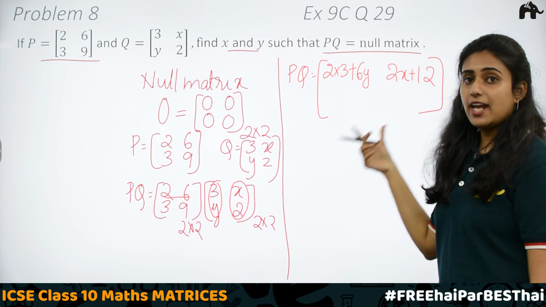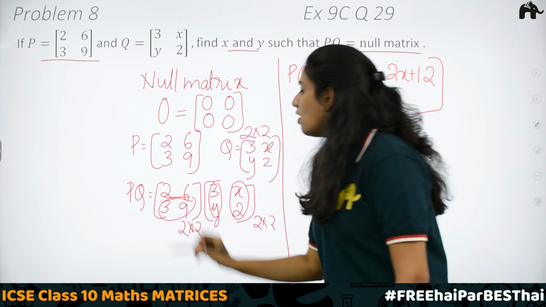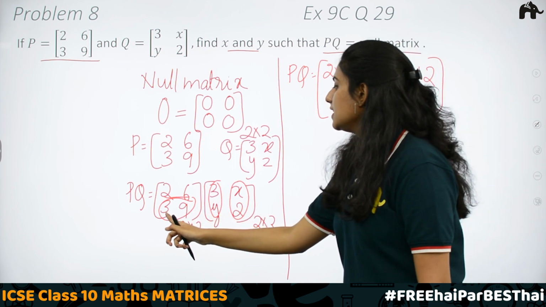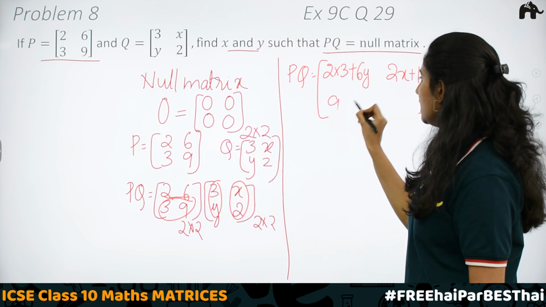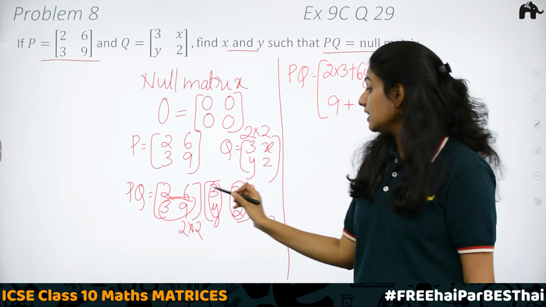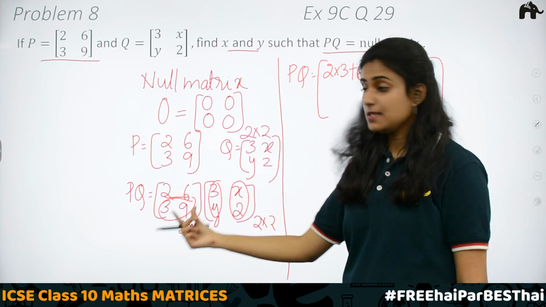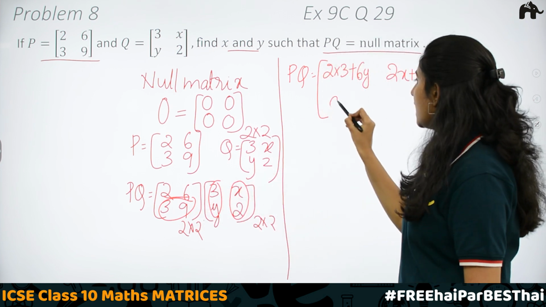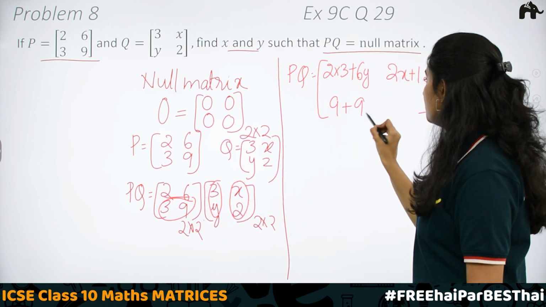Okay. Now, to get the third element of the product matrix, we have to consider the second row of the first matrix and the first column of the second matrix. First element, here we have 3 and here also we have 3. 3 into 3 is 9 plus second element of the second row and the second element of the first column. 9 into y is 9y. So 9 plus 9y.